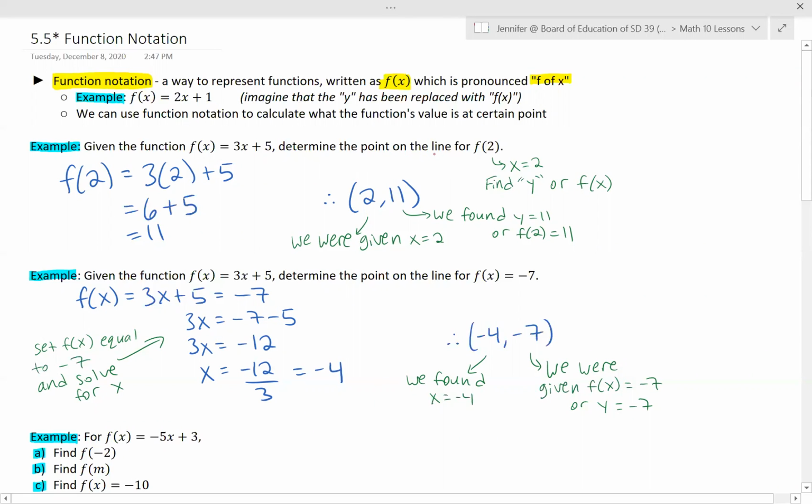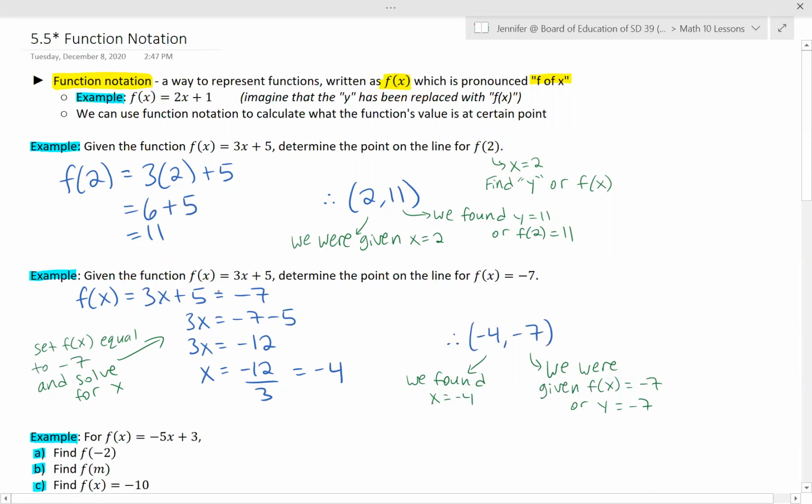So the point on the line for f of 2 would be the ordered pair 2, 11. Why do I know that the 2 goes first? Because we were given that x equals 2. Because we know that it's f of x, and we were given f of 2. So the x has been replaced with a 2. And then we just calculated that this is equal to 11 on this function. 11 is the equivalent y value of the ordered pair. So that's one way we might use function notation when we're solving for the y value or the f of x value. We can also solve the other type of equation.